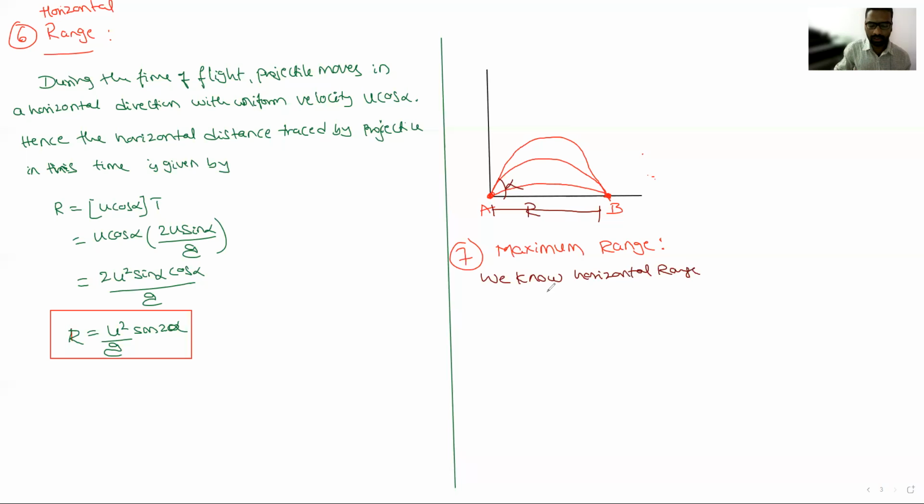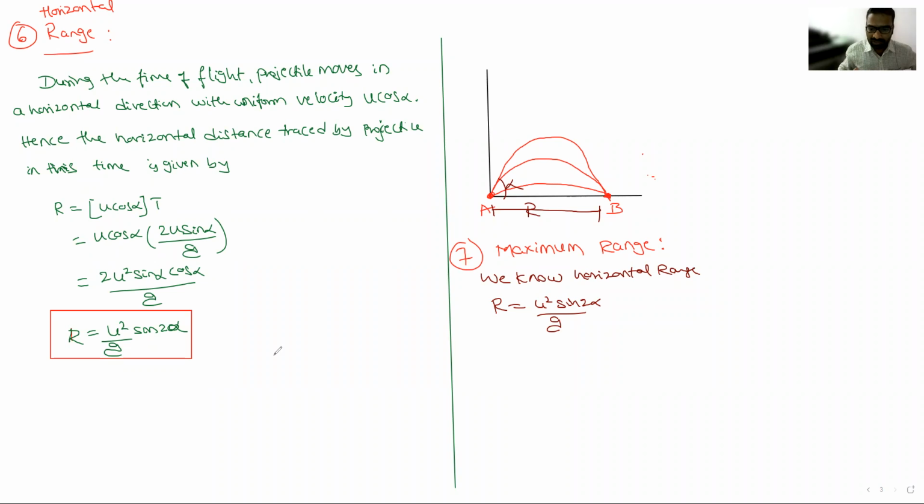What is the horizontal range formula? R is equal to u square sine 2 alpha divided by g. Correct? So in order to determine the maximum value of R, which one is the variable here? U is constant, g is constant, alpha is the only variable. So when is sine 2 alpha maximum? I'm not asking the alpha value, I'm asking when sine is maximum. What is the range of sine? 0 to 1. 0 is minimum and 1 is maximum.